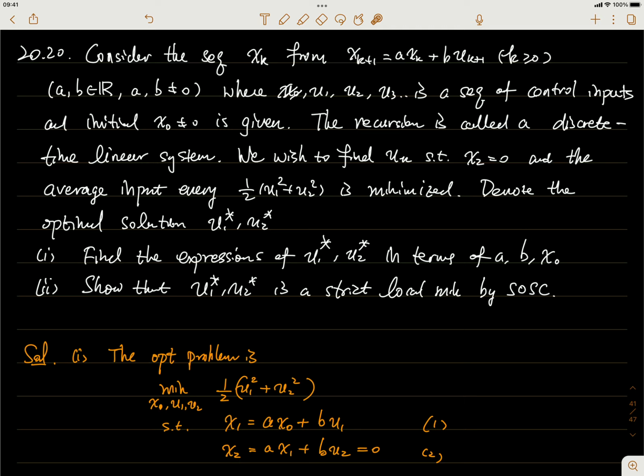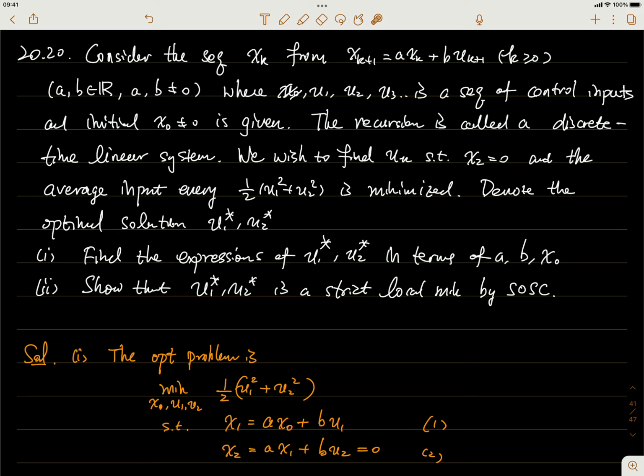Okay, so now the sequence is the control. The u1, u2 are a sequence of controls, and using these controls, the linear dynamic system right here will give us the generated states xk. This recursion is called a discrete time linear system because we only consider the state at discrete times k equals 1, 2, 3, 4, and so on. This is in contrast to the continuous dynamic system, where u and x are actually continuous functions of t.